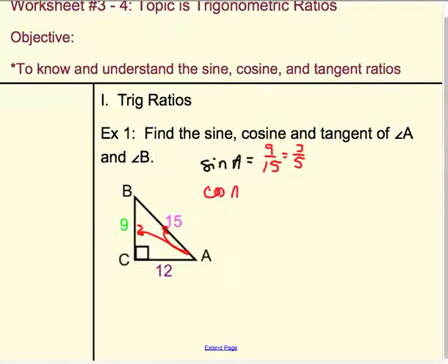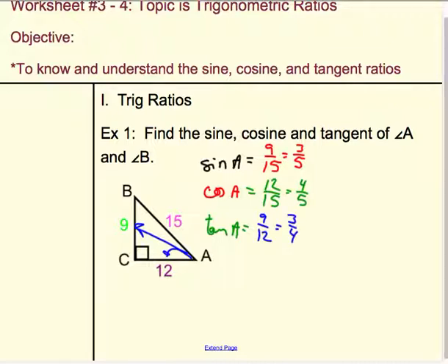Cosine of A is adjacent over hypotenuse. So we get adjacent is the leg next to 12 over hypotenuse again is 15. Dividing both by 3, we get 4/5. And tangent of A is opposite over adjacent. So that one gives us 9 over 12. Dividing both by 3, we get 3/4.